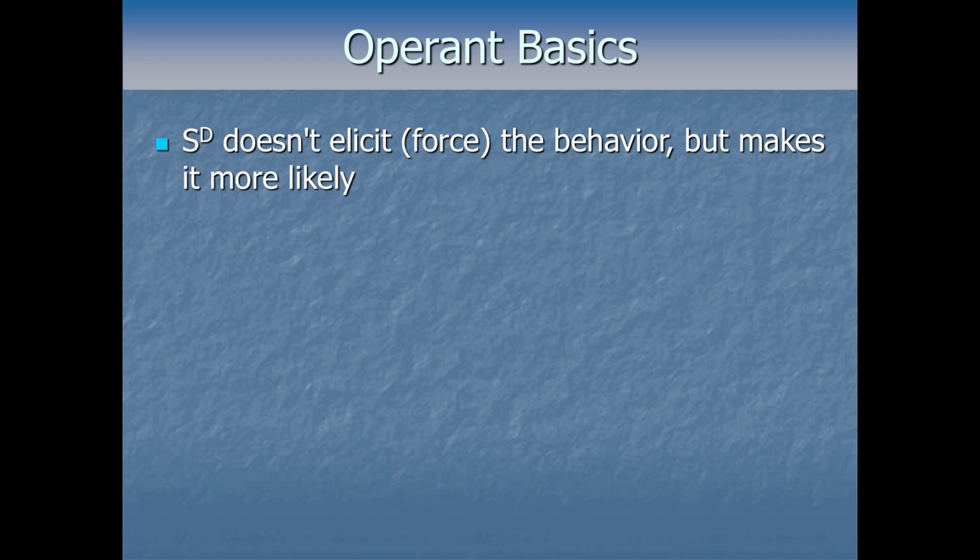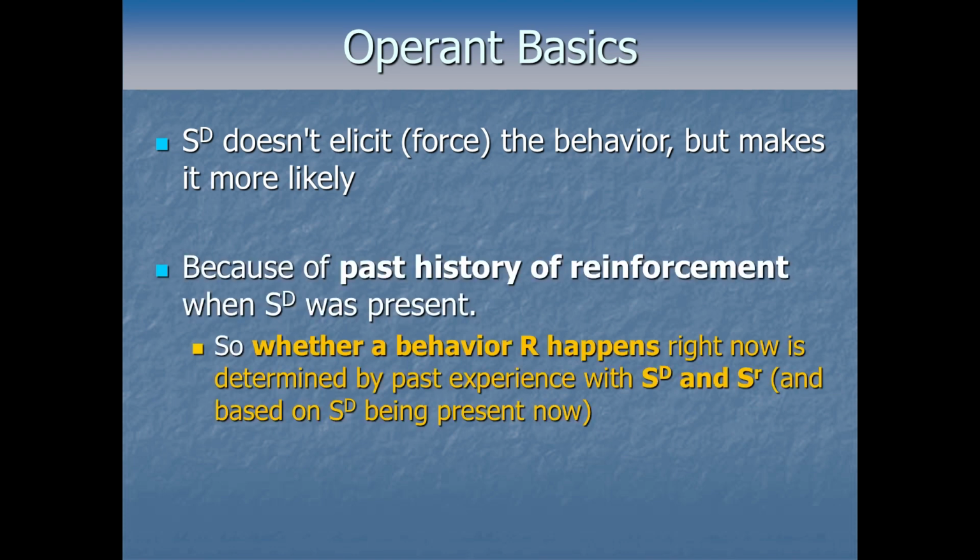So discriminative stimuli don't elicit the behavior 100%, they don't force it. They make it more likely because it signals that the reinforcement contingency is active. So if the rat happens to want a treat right now, like if it's hungry and motivated, then it's more likely to do R right now. This only works because of a past history of reinforcement when that SD was present. So whether a behavior R happens right now or not is determined by past experience with the SD and the SR. And based on the SD being present right now, that kicks in that past experience and makes me more likely to do the behavior right now.